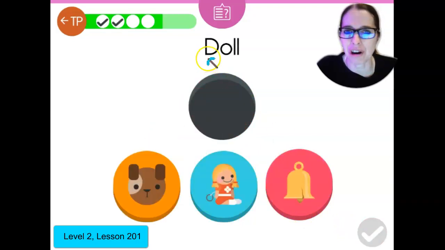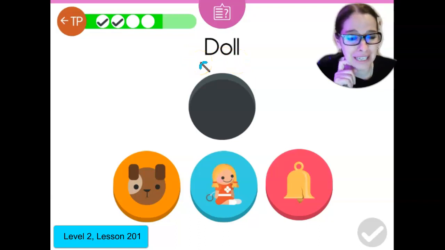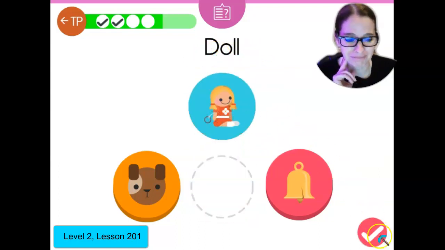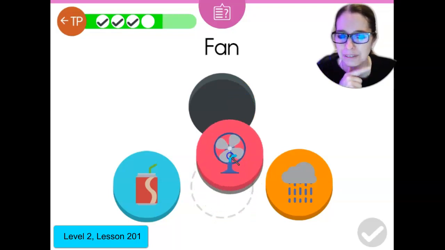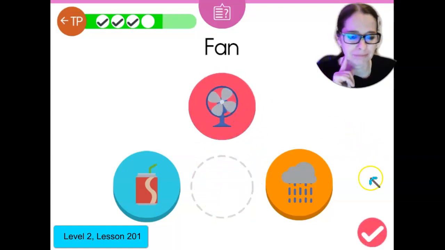Now I have doll. If you need to read this word, d and o, do. Don't say duh. Remember, don't add a vowel. Doll, doll, doll. I'm looking for the doll. Now I'm looking for the fan. Notice I have to read this word and say it out loud, and then I'll know where it is.